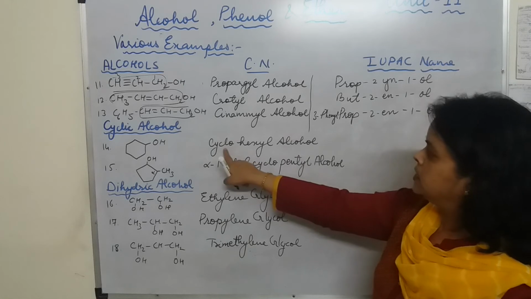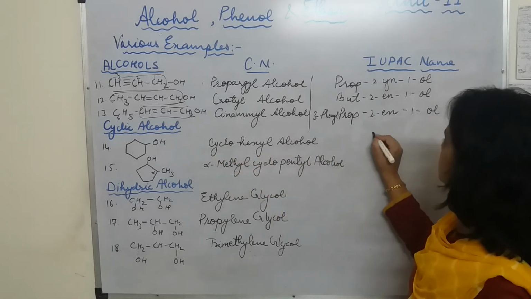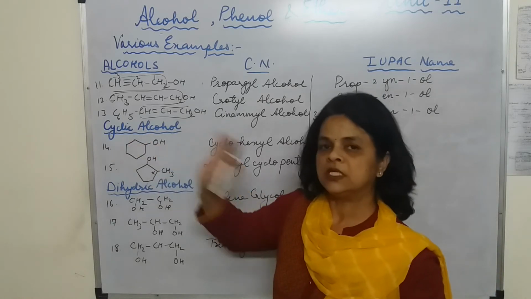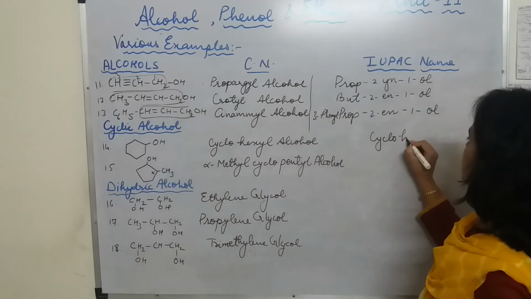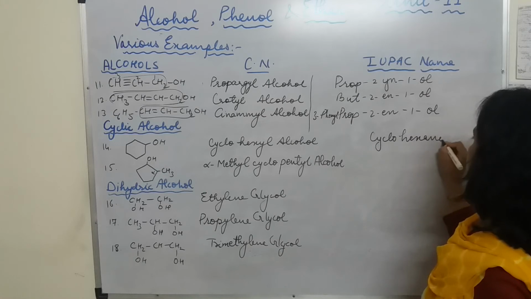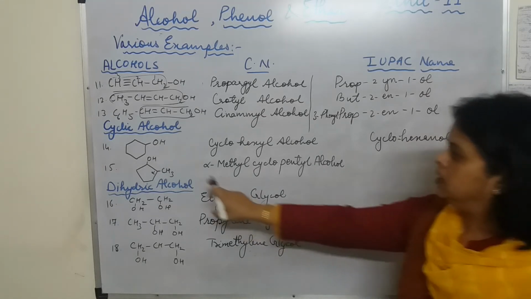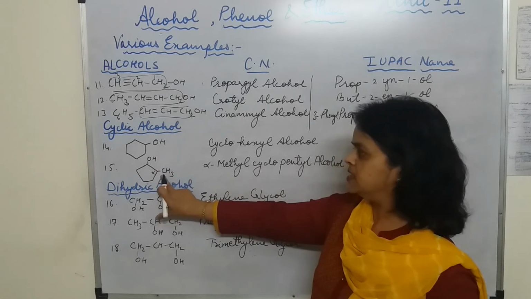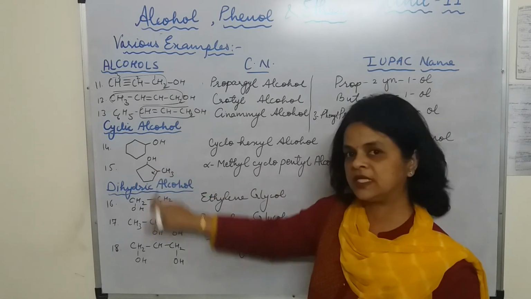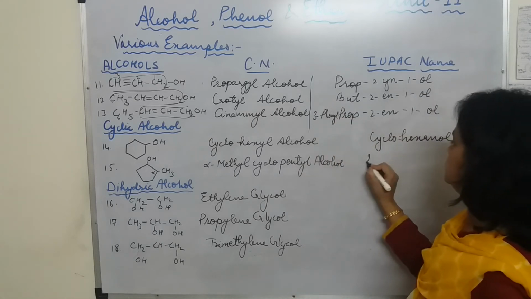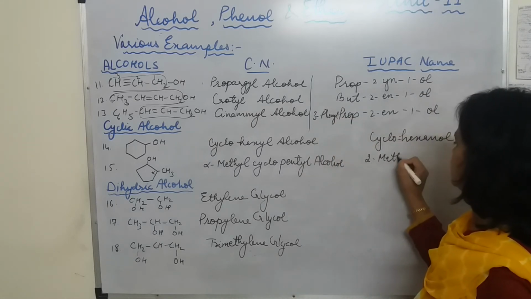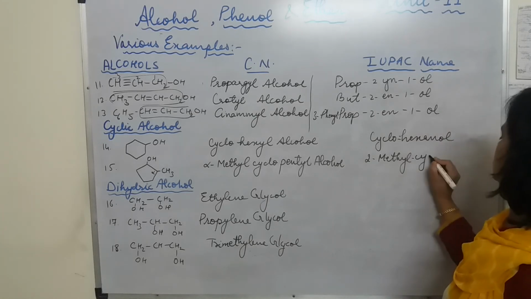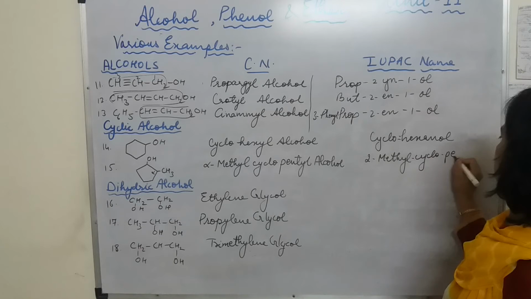Now for this one, cyclo we have to write first. And then how many carbon ring it is? 6 carbon. So cyclohexanol. Okay. Now this is, if methyl group is not there, cyclopentanol, but it is having the methyl group at the position of second carbon. So we will write 2-methylcyclopentanol.